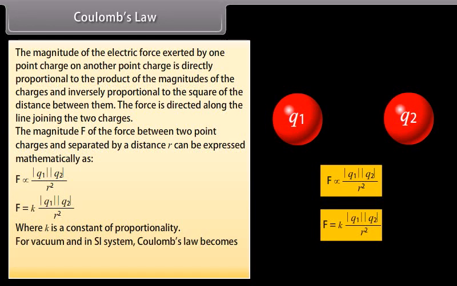For vacuum and in SI system, Coulomb's law becomes F = (1/4πε₀) × |q1||q2|/r².